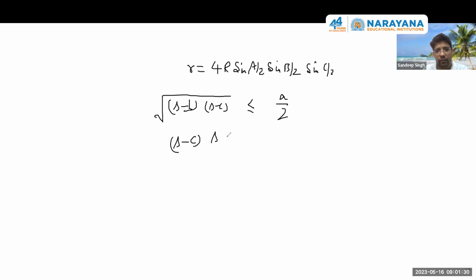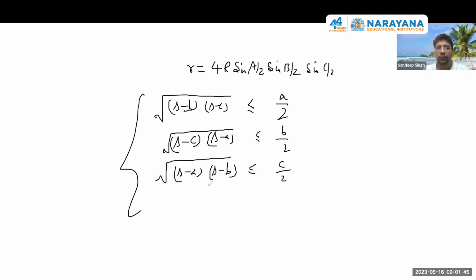Similarly, S minus C, S minus A, in cyclic order you can take. Is that clear? B by 2, and S minus A, S minus B will be C by 2 under root. Now you can multiply. So what will you get? In fact, I want to bring in BC over here. So let me multiply by BC and divide also by root BC, and AB also, the whole within the square root.